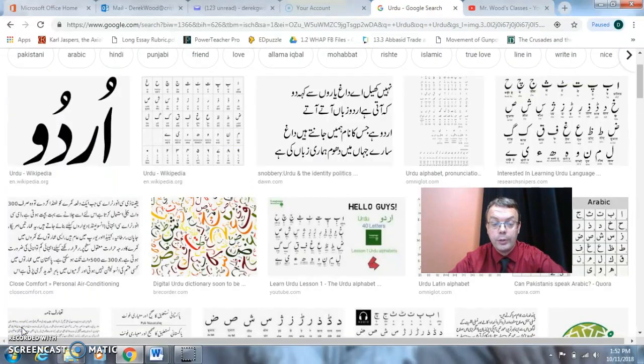Urdu is a language that is a combination of Farsi, which comes from Persia, and also Arabic. It is a language spoken in today's parts of Pakistan mainly, also in India by Muslims. So it's a Muslim language that's a combination of Persian Farsi and also Arabic.